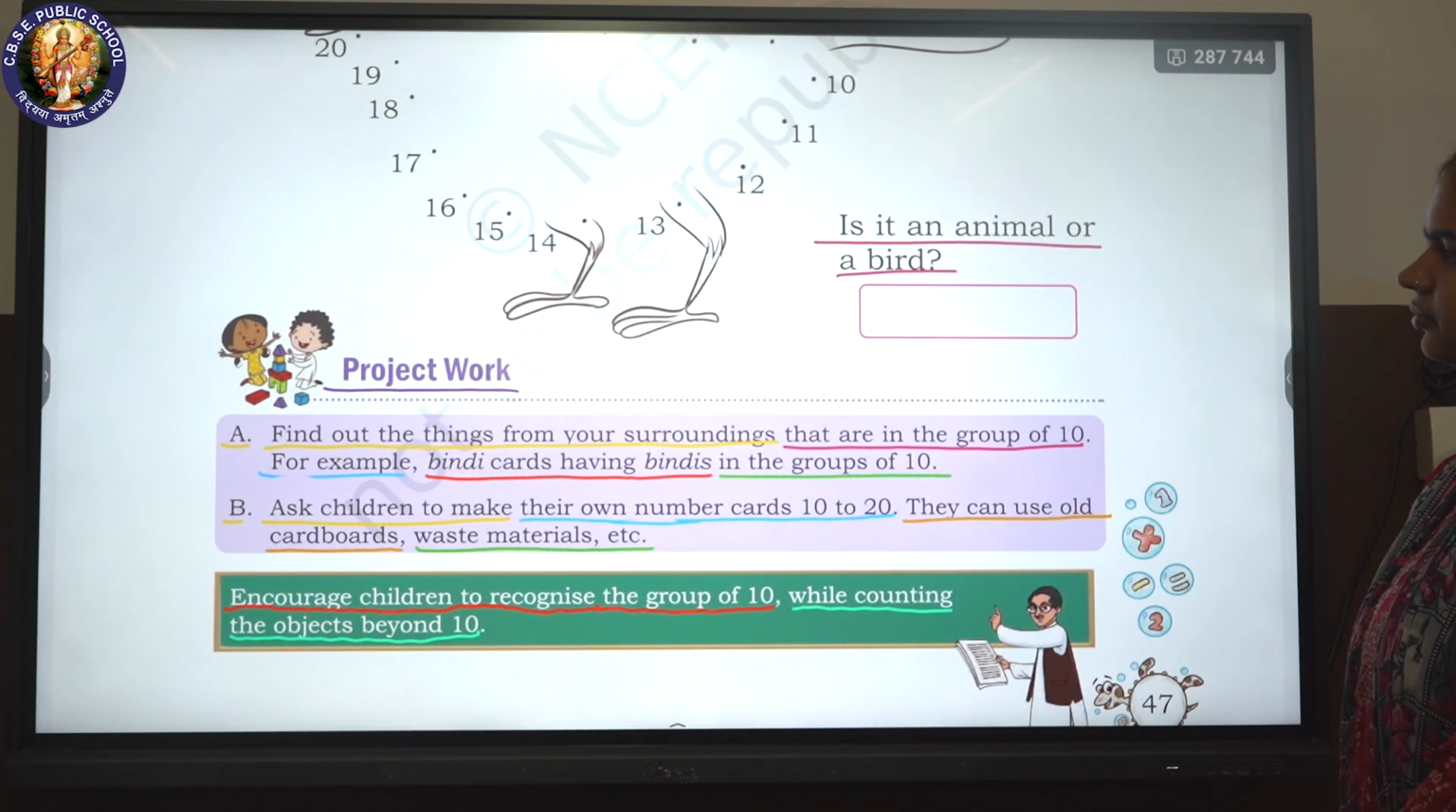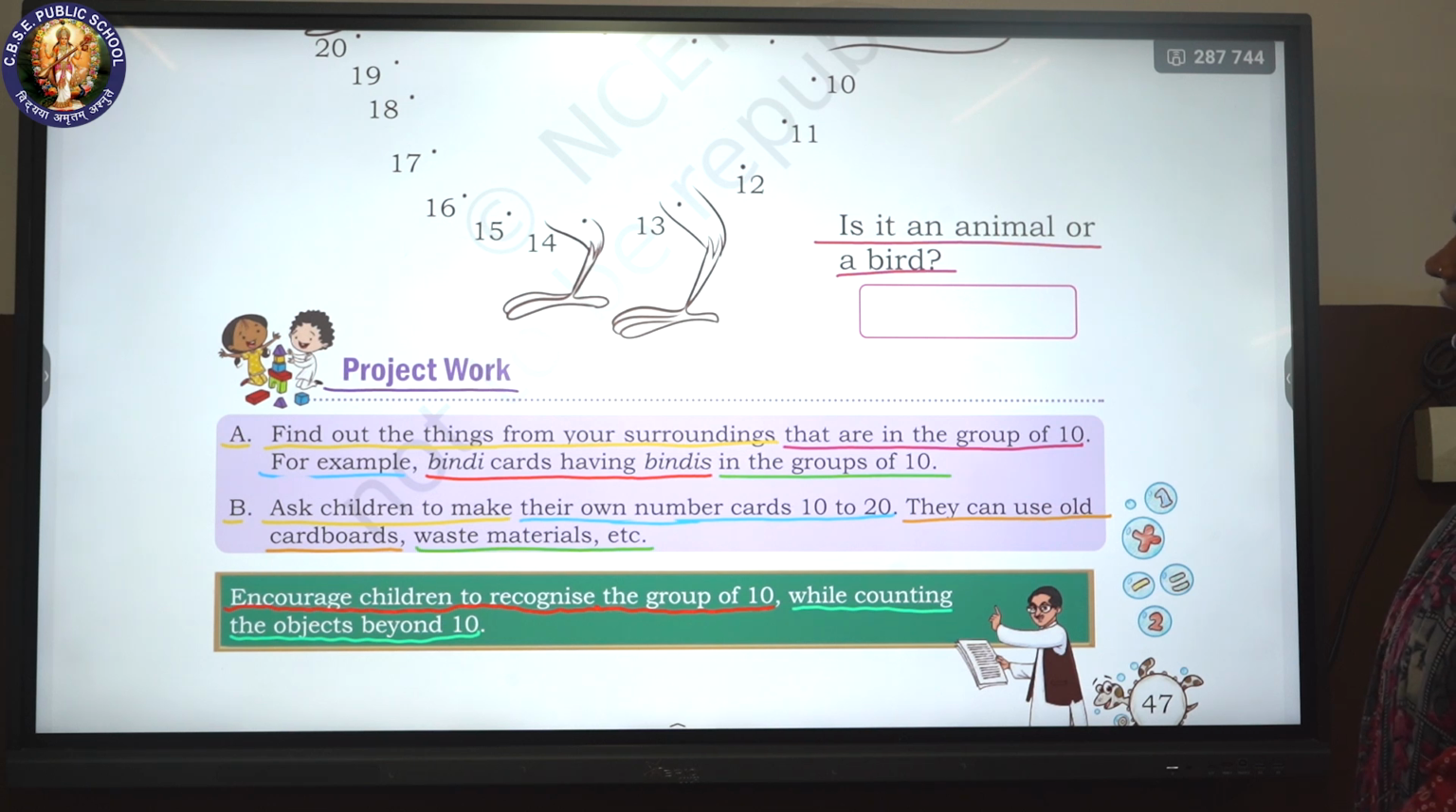Project work. A. Find out the things from your surroundings that are in the group of 10. For example, bindi cards having bindis in the groups of 10.